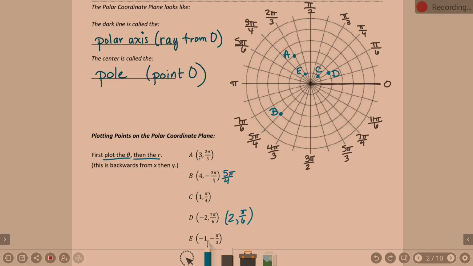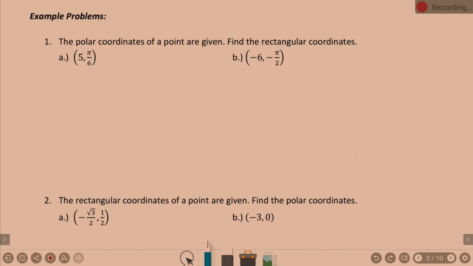Now, on the back side, we're not going to get too far in this, but I just want to give you an idea of what we're going to be looking at tomorrow. We're going to be working on going back and forth between polar coordinates and rectangular coordinates and vice versa. Keeping in mind, what do we learn on the front side? What do we know about a polar coordinate? A polar coordinate is what form? R comma theta. A rectangular coordinate is what form? X and Y. So the idea here is we're going to be going back and forth between those.